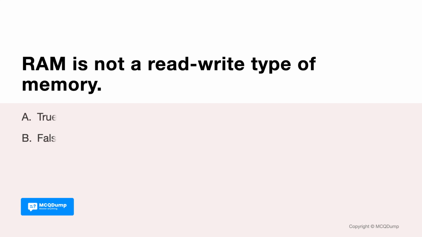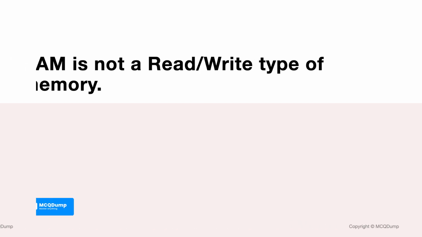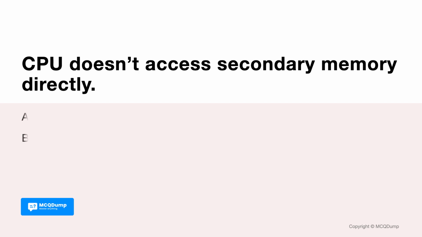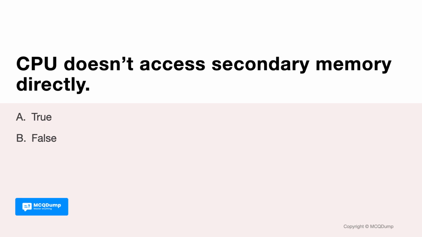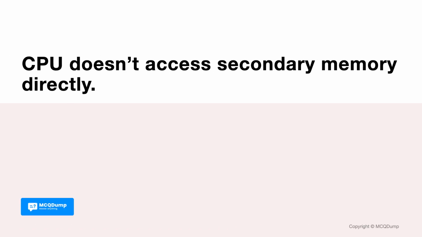RAM is not a read-write type of memory. True or false? It's false. RAM is a read-write type of memory. CPU doesn't access secondary memory directly. True or false? It is true. CPU directly does not access these memories. Instead, they are accessed via input-output routines. The contents of secondary memories are first transferred to the main memory, and then the CPU can access it.